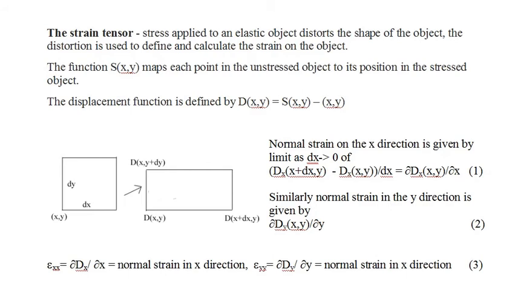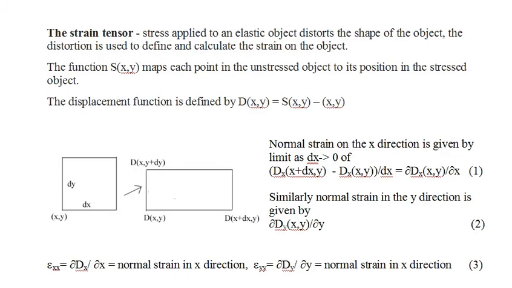Stress applied to an elastic object distorts the object, and this distortion is used to define the strain at each point in the object. The S function maps each point in the original object to its position in the stressed object, and the D, or displacement function, measures how far each point was displaced, and is defined by d of x comma y equals s of x comma y, its new position, minus x comma y, its original position.